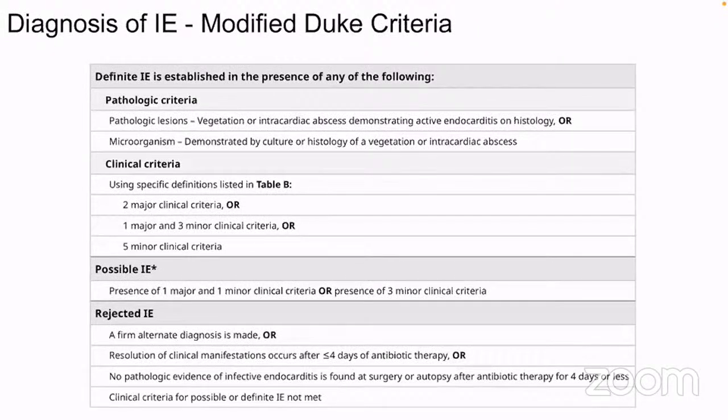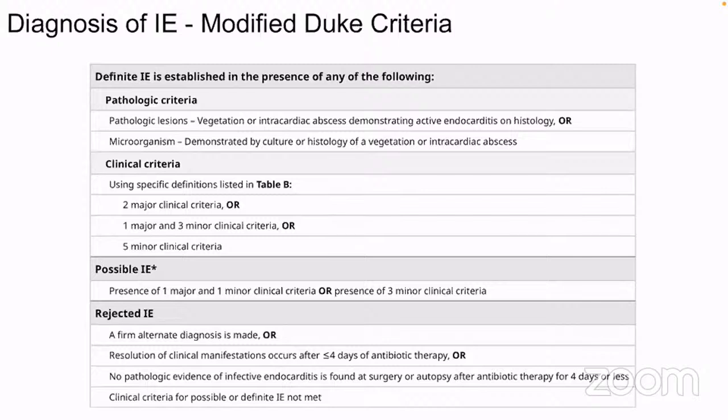So after the echo findings and blood cultures, the diagnosis can be definite, possible, or rejected infective endocarditis. For establishing the diagnosis of definite infective endocarditis, there are the pathologic criteria and clinical criteria. For the pathologic criteria: pathologic lesions, vegetations, or intracardiac abscess demonstrating active endocarditis on histology, or microorganisms demonstrated by culture or histology of a vegetation or intracardiac abscess.